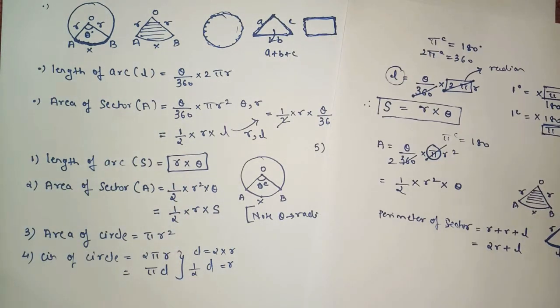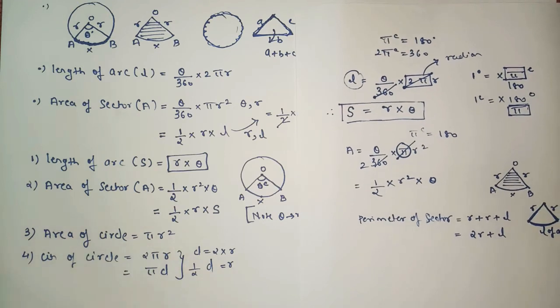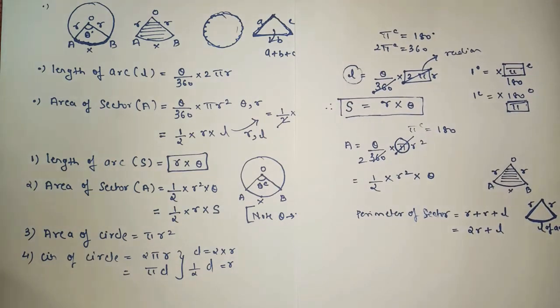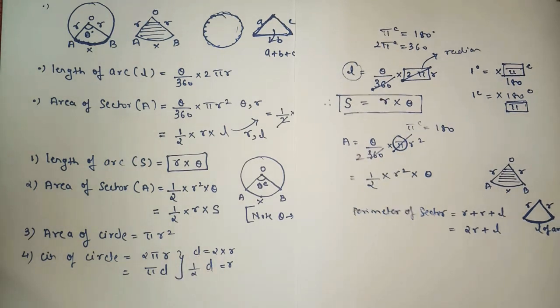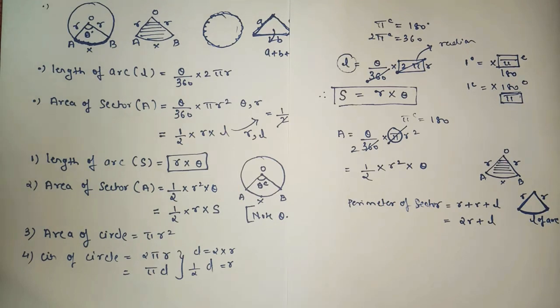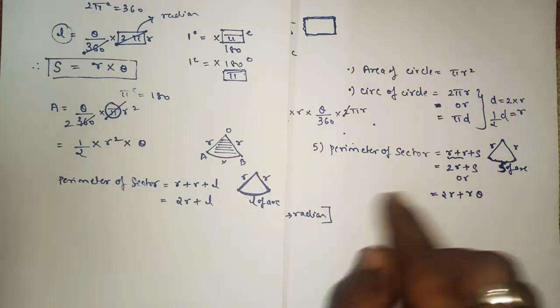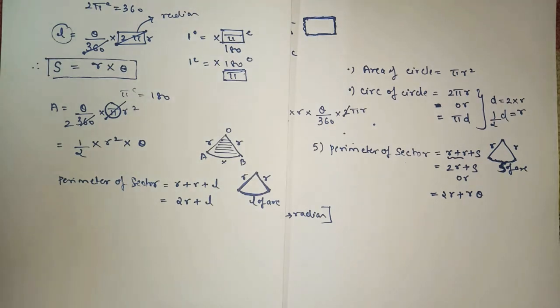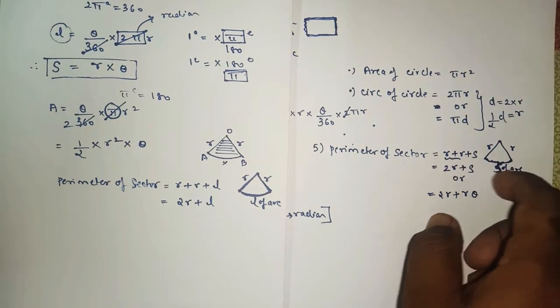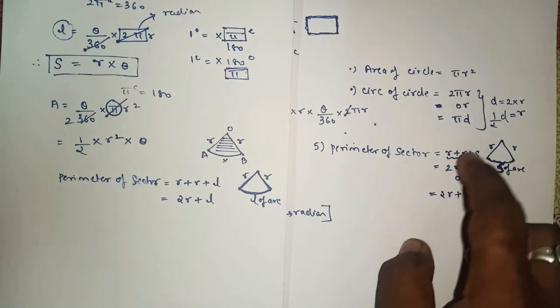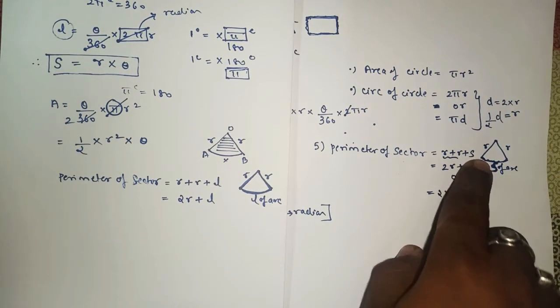Area of circle, that is pi r square. Circumference of circle is 2 pi r, or else we can use pi d. And we know that diameter is twice the radius, and radius is half of the diameter. And the fifth one is the perimeter of sector. For perimeter of sector, we use r plus r plus s. Perimeter means all the three sides. Here we have two radii and one length.